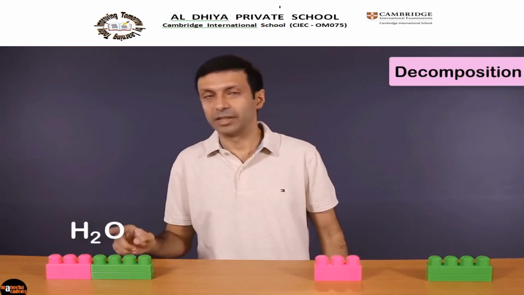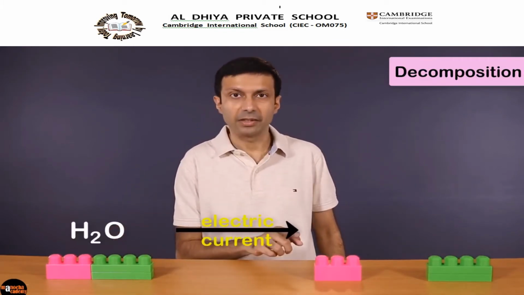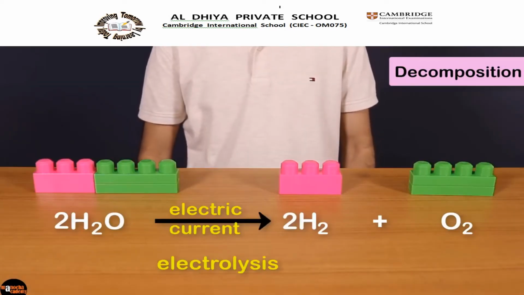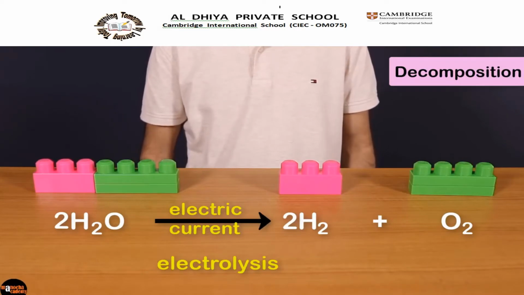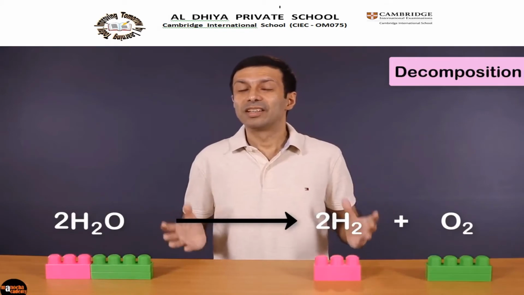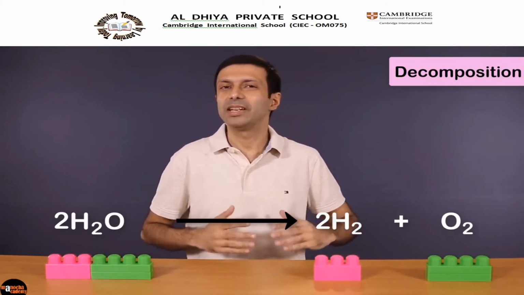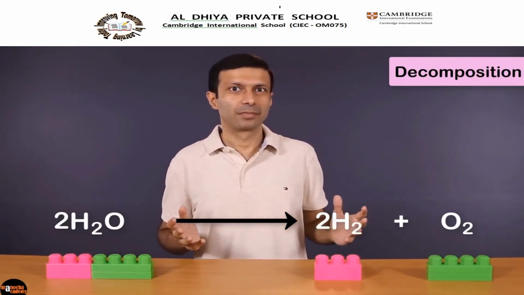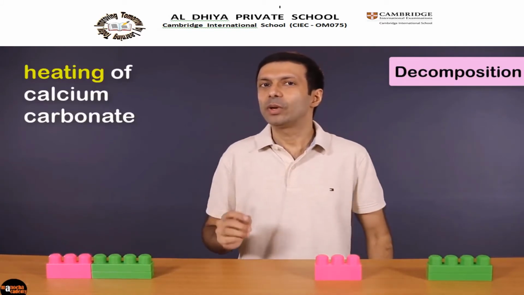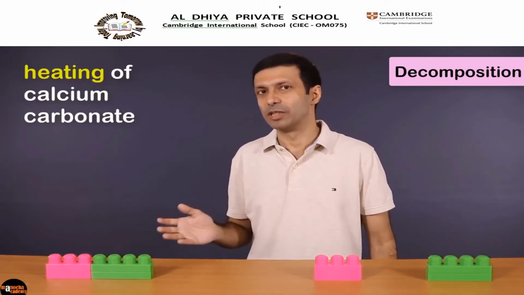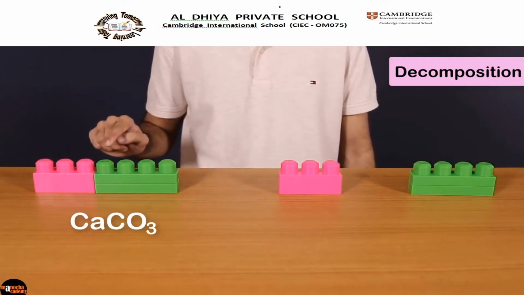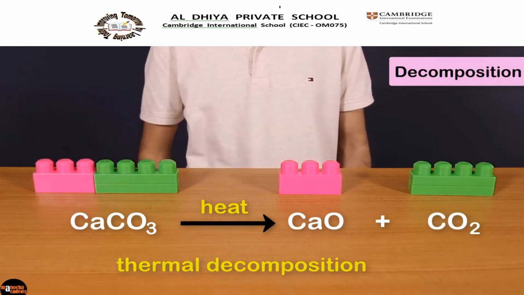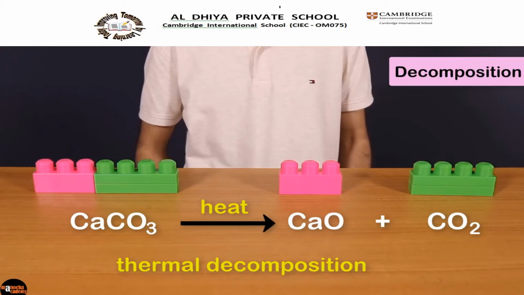Let's say we have water here. And when you pass electric current, it breaks down into hydrogen and oxygen. This is also known as electrolysis, since electric current is used to decompose the compound. Remember, this equation is exactly opposite of what we did in combination, where hydrogen and oxygen combine to form water. Another example of decomposition is when you heat calcium carbonate, it decomposes. Calcium carbonate decomposes to produce calcium oxide and carbon dioxide. This is called thermal decomposition, since heat causes the decomposition.